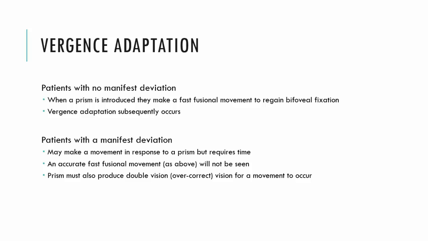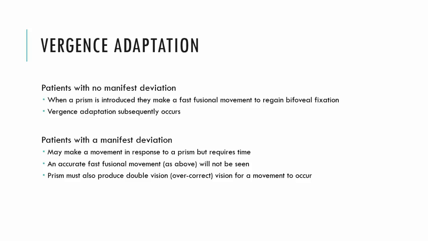We've talked previously about the fact that when you put a prism in front of the deviating eye, it doesn't move. But the truth is that a manifest deviation, or a patient with a manifest deviation, may make a movement in response to a prism, but it takes time. And in order for us to see whether a patient with a manifest deviation will make a movement to the prism, we first need to give them retinal disparity, diplopia in other words.